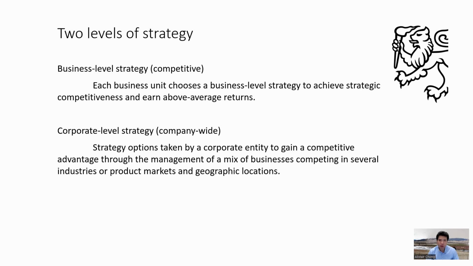So, as a quick recap, we have two levels of strategy. The first being business level strategy, which we've spoken about already, which is our competitive strategy. So each business chooses a business level strategy to achieve strategic competitiveness and in order to earn above average returns. And this is really done looking at competitors, looking at the market, and understanding what our customers want.